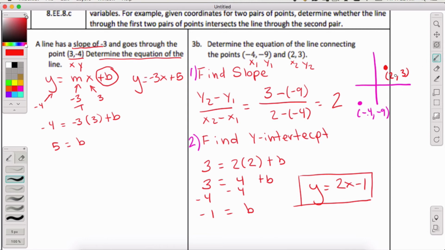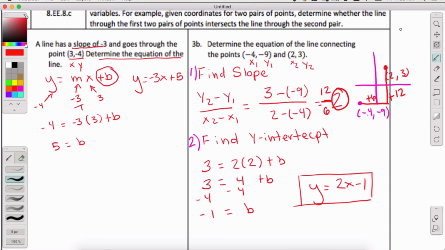coordinate points are. So from -4 to 2, I would have to add 6 on the x-axis, so this would be plus 6, and then from -9 up to 3 would give me 12. That's where we get this part in here. Before we get our 2, this was 12 and this was 6, and when you divide that, you're going to get your slope of 2.